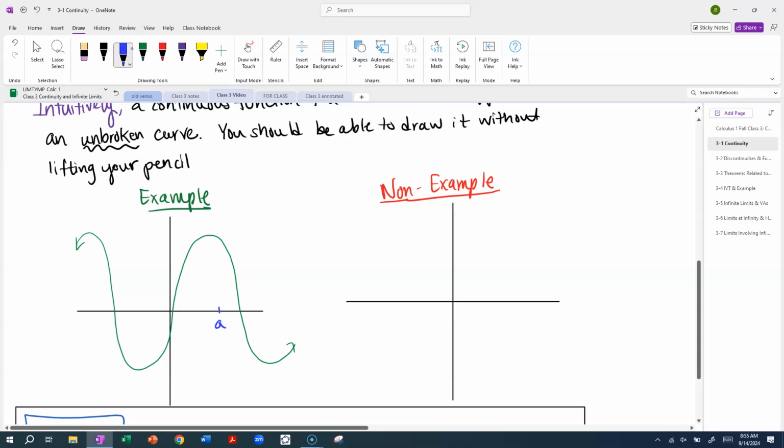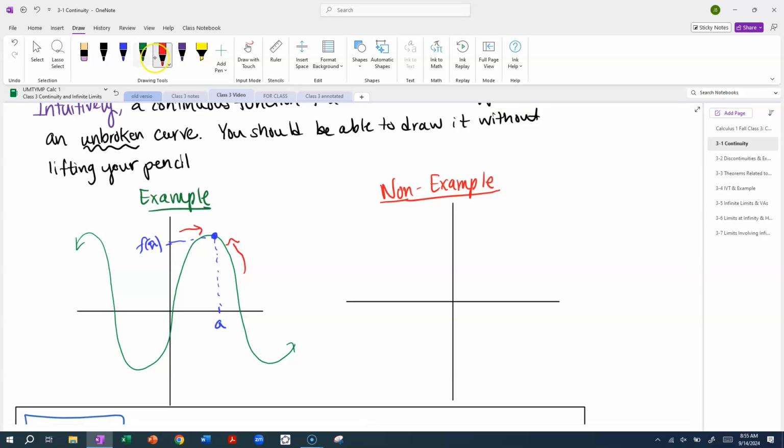But either way, we can trace up, find that function value, call that f of a, and then notice that as we come in from the right, and as we come in from the left, the limit would agree with that.